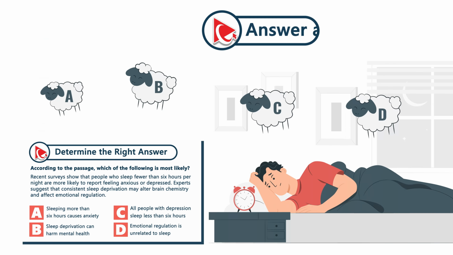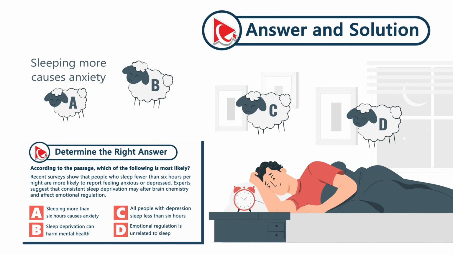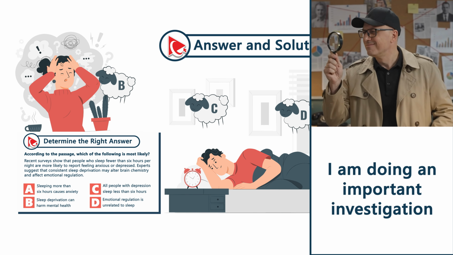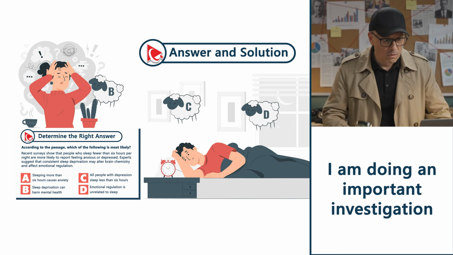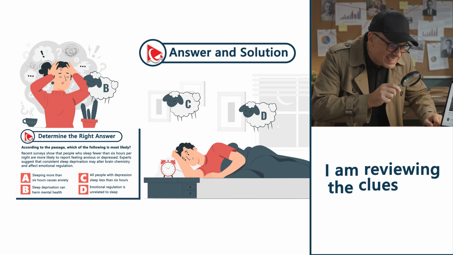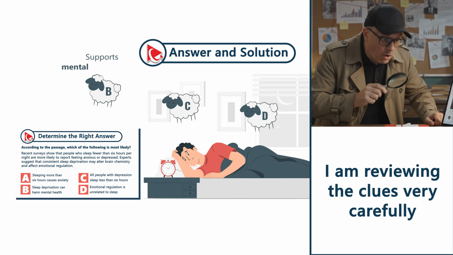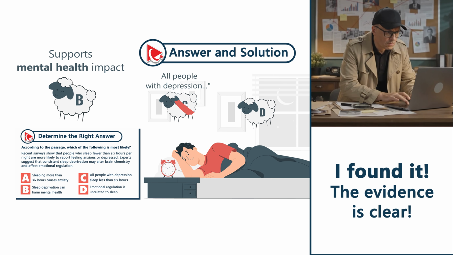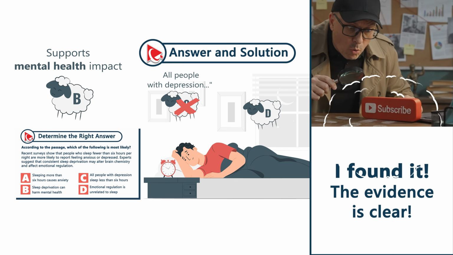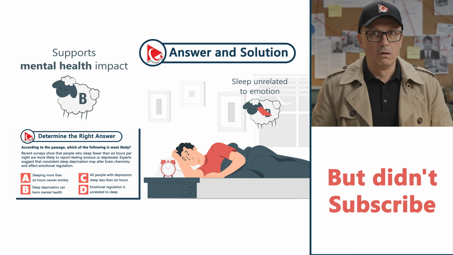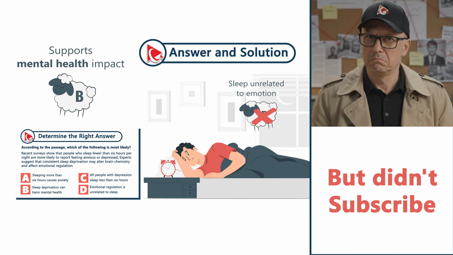Before we get to the answer, let's work through this logically. This passage does not say sleeping more causes anxiety, so A is out. It says people who sleep less tend to report anxiety and depression, and that sleep loss might alter brain chemistry and emotional control. That supports mental health impact, making B strong. C goes too far. All people is an exaggeration not supported by the passage. D contradicts the text. It clearly connects emotional regulation with sleep.